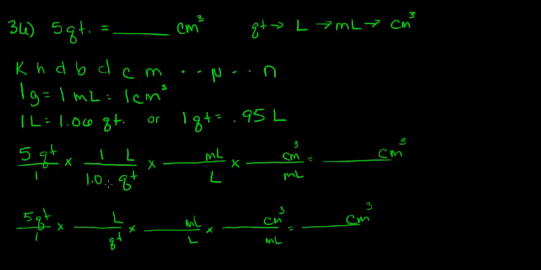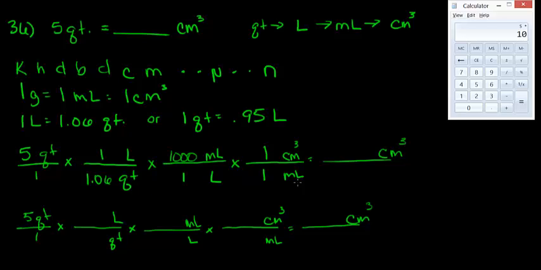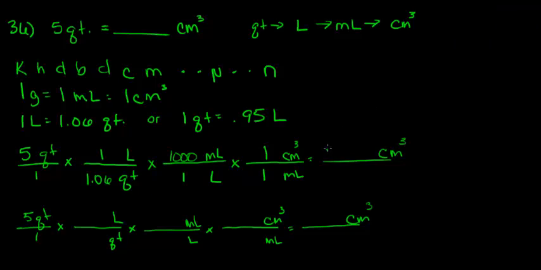1 liter is 1.06 quarts, and we know that we have 1,000 milliliters in 1 liter. And using this conversion factor here, we see that 1 milliliter of pure water equals 1 cubic centimeter. Then we just multiply across the top and then across the bottom and divide to simplify. 5 times 1,000 is 5,000, divided by 1.06 is 4,716.98. And of course you can round that up if you'd like, 4,717.